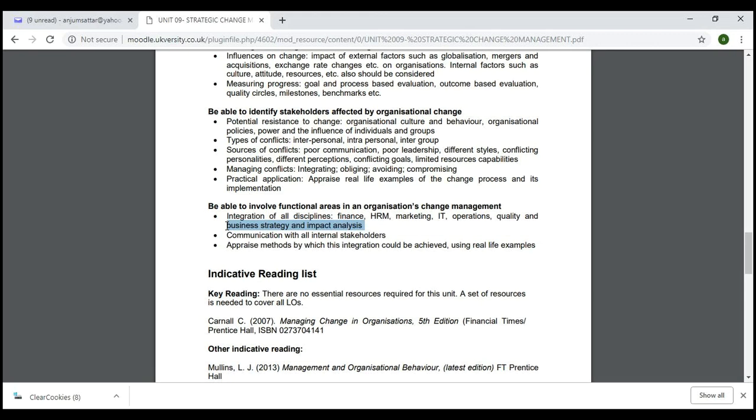So we need to listen to them, because they have first-hand experience with the customer. If we don't listen to them, we're not going to implement the change effectively, because we don't know the taste of the customer. The appraisal method by integration could be using real life examples. We should give real life examples to motivate our staff as well. We need to assess whether the implementation of the plan is happening effectively or not.